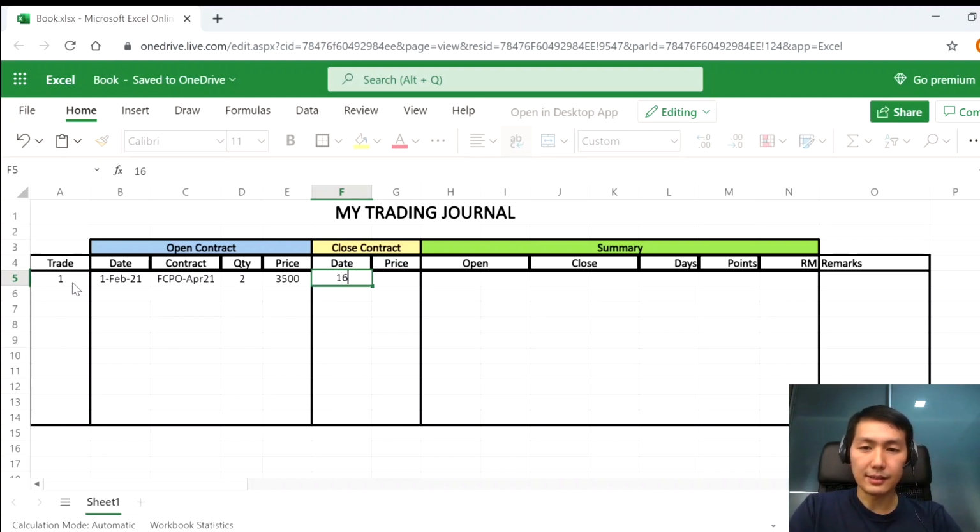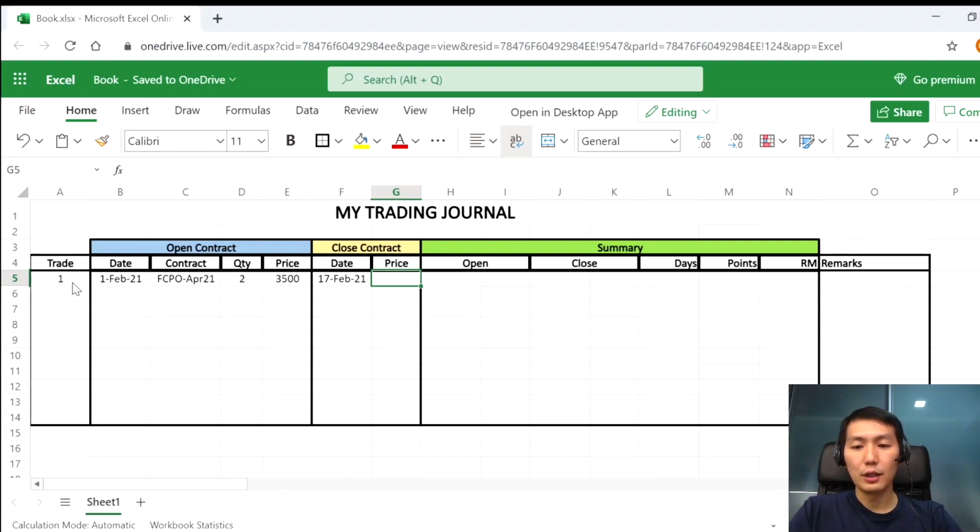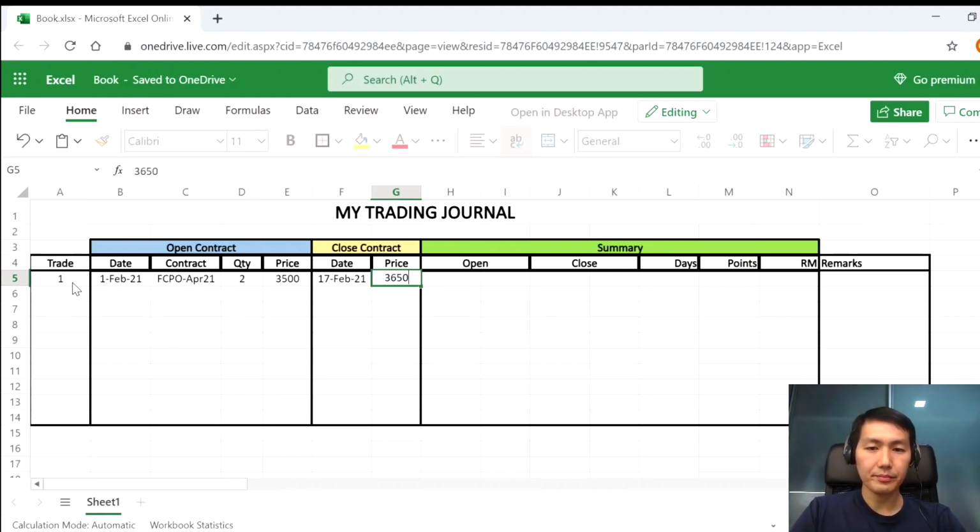So let's say 16 days later I want to close my contract. Now today is actually 17 February 2021. I have exited this contract at a price of 3,650. So after you close your contract, you record it in your trading journal here as well.